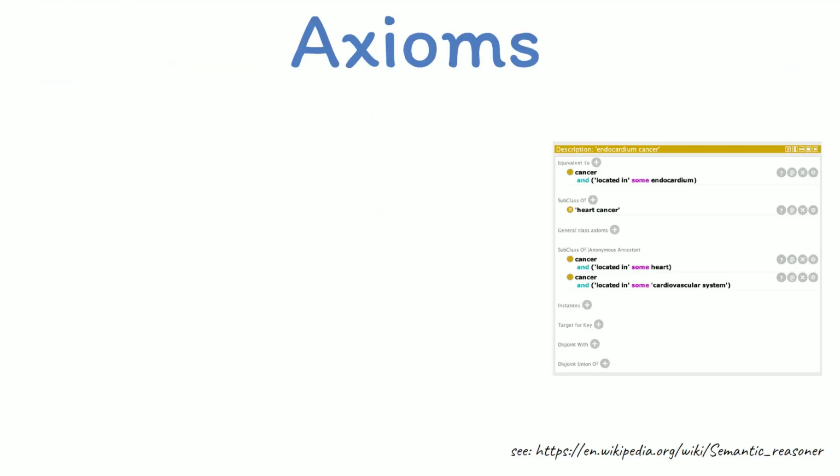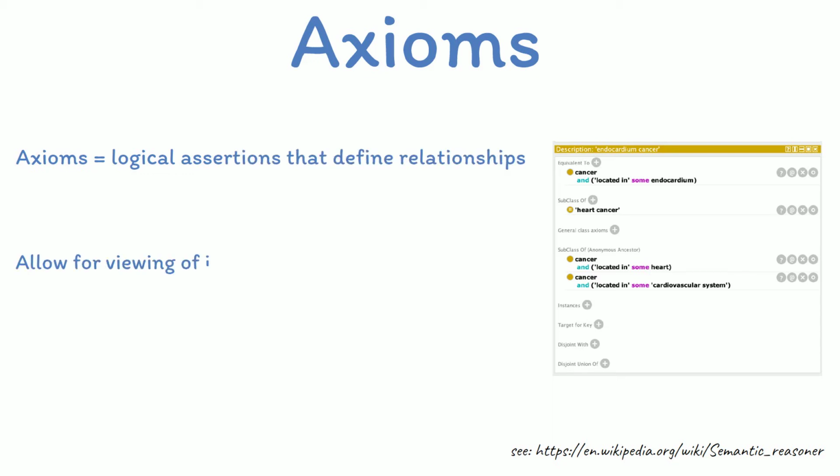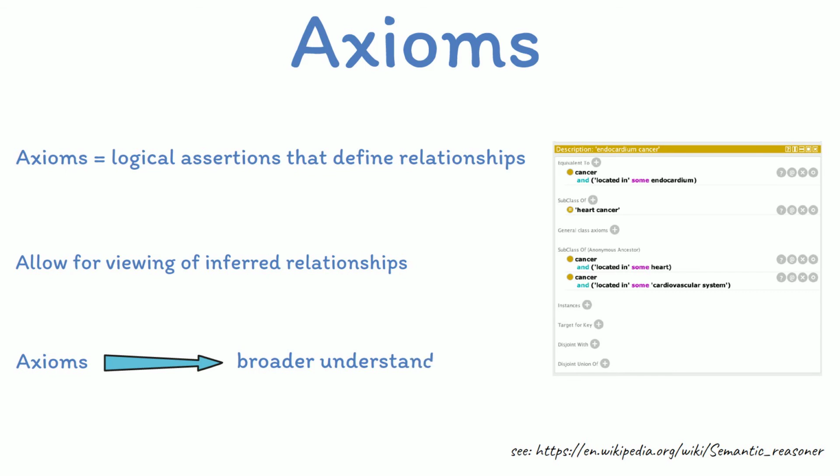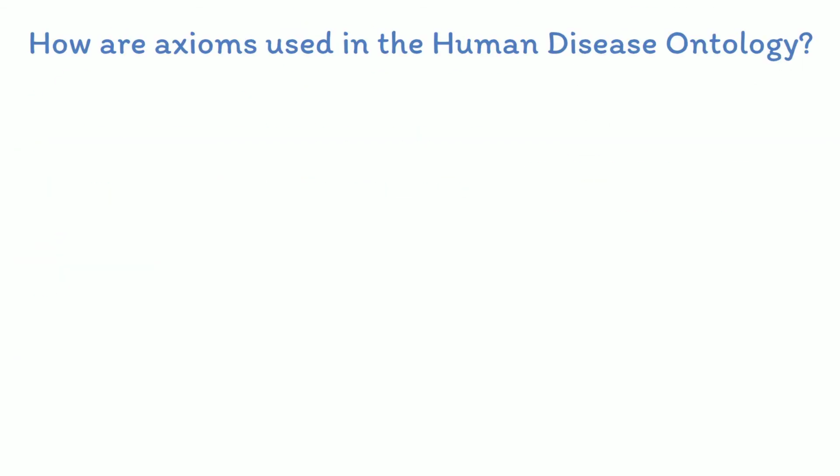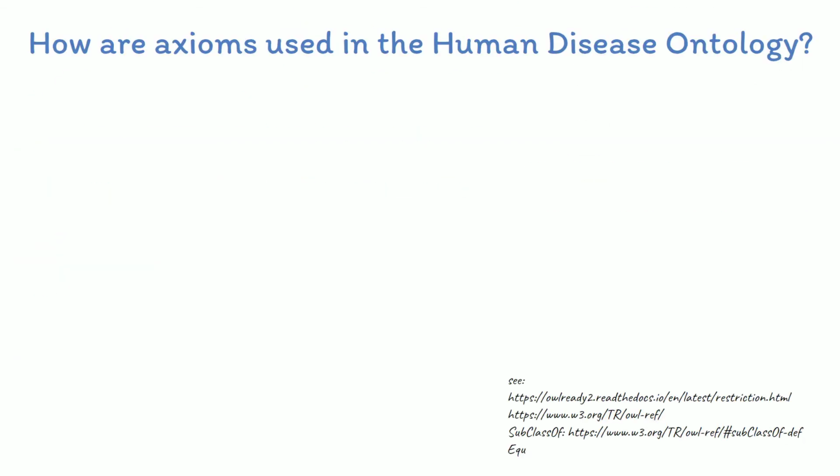What is an axiom? Axioms and ontologies can be thought of as logical definitions. Axioms are logical assertions that define relationships and allow for viewing of inferred relationships to build more complex multiparental disease-to-disease relationships. Axioms allow for broader understanding of what the disease encompasses. Axioms allow for inferred multi-parentage of terms in the doid.owl and doid.obo files, which behind the scenes connect diseases by shared attributes. Axioms are built in three parts.